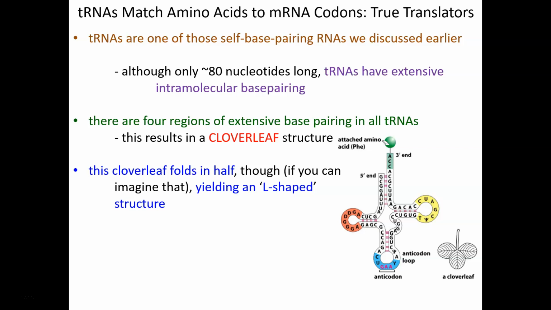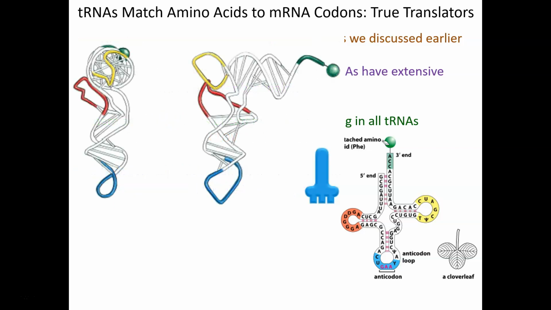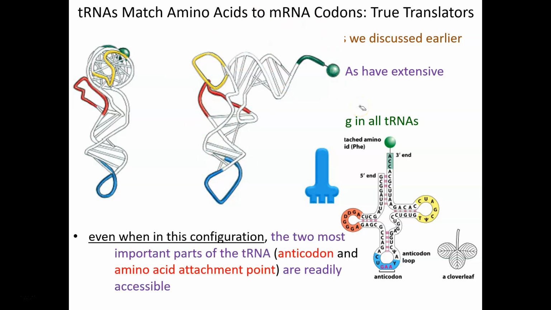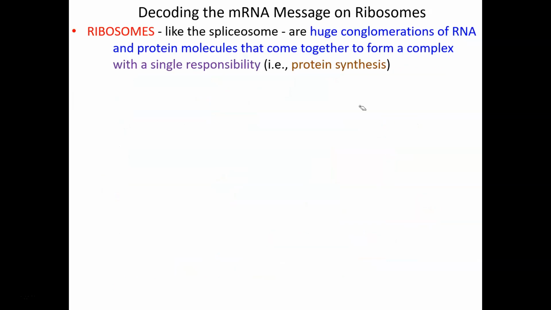This is in 2 dimensions. This cloverleaf is then going to fold in half into 3 dimensions and yield a further complex, more L-shaped structure, but the idea is still the same. We've got the anticodon here in blue, and we've got phenylalanine on the other end. And this is going to be the bridge for translation. It's going to link the codon on the messenger RNA to the amino acid in the protein. Even when it's in this configuration, the 2 most important parts of the tRNA are its 2 ends, where it's recognizing codons in the messenger RNA and where it's carrying amino acids for translation.